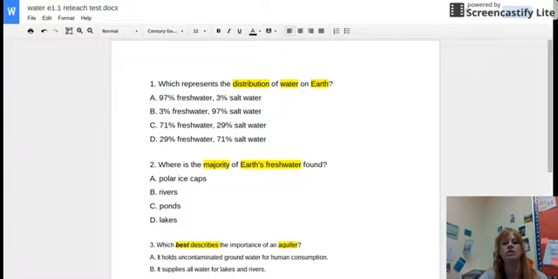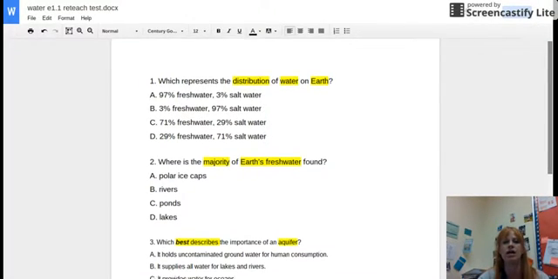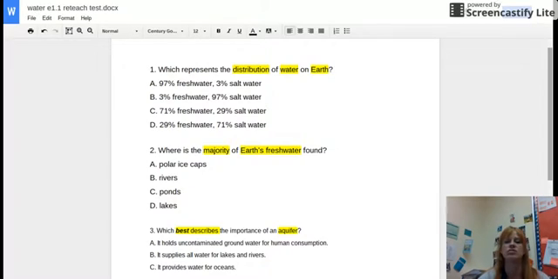Today we are going to go over some water test questions that will help you for your Learn Check on Friday. So the first question says, which represents the distribution of water on Earth? What I thought was really important and wanted to highlight was distribution, water in Earth. Okay, so I know that most of the water on Earth is in the ocean. So I'm going to look for the answer that best represents that.